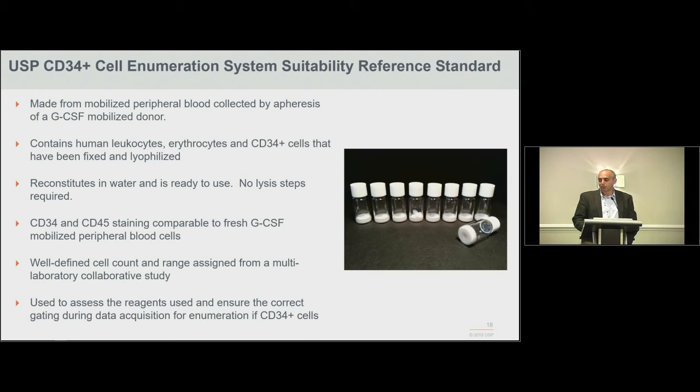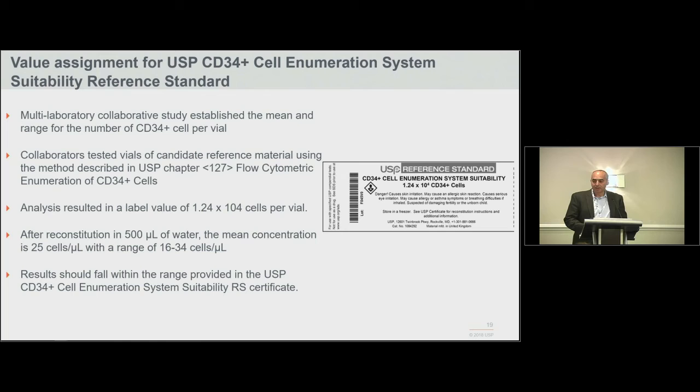CD34, CD45 staining comparable to fresh GCSF mobilized has been established. Well-defined cell count and range assigned from a multi-laboratory collaborative study. So this is an international study that we conducted with the National Institute of Biological Standards and Control in the UK with over a dozen labs. And the goal actually was to assess the reagent used to ensure the correct gating, data acquisition, and enumeration of CD34 positive cells.